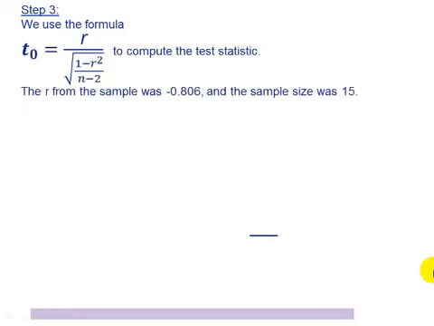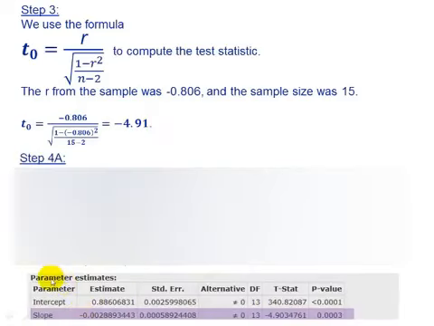The R from our sample was negative 0.806, our sample size was 15. So here's our calculation by hand of our test statistic. We get negative 4.91. In what we did to get our linear correlation coefficient, it also showed us this information. And what we're going to look at for this is where it says slope. So we want to look at the slope row of this table, and notice it gives us our t statistic, which is very close to the one we came up with. We had negative 4.91, and this is negative 4.903, and this gives the p-value as being 0.0003.